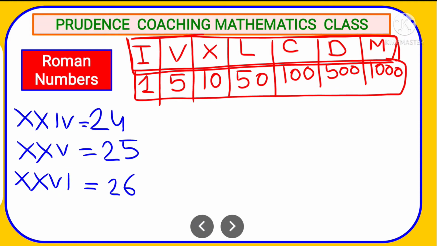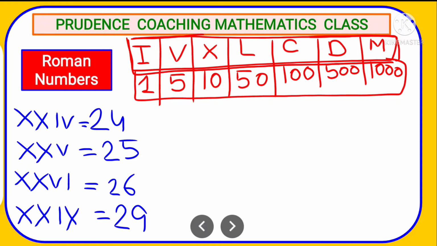Now how to write 27 and 28, you are going to comment me the answers in the comment box. Now you just write how to write 29. So 29 means what? X X is 20 plus 9 and 9 is written like this. So we have written 29. Next we will learn how to write 30.